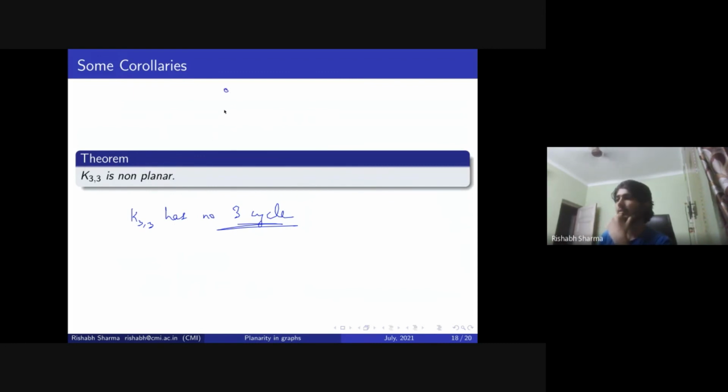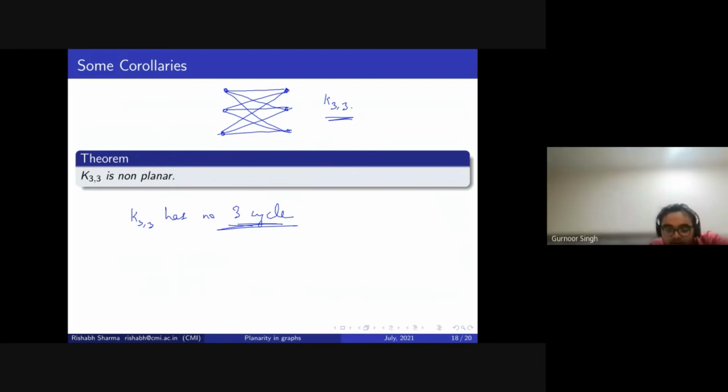Again, K33 was this graph. Draw it out. You have 3 vertices on both sides, and you connect everything on the left to everything on the right. Okay, this is K33. So can somebody tell me why K33 has no 3 cycle?